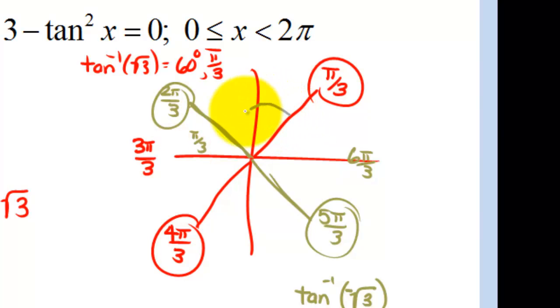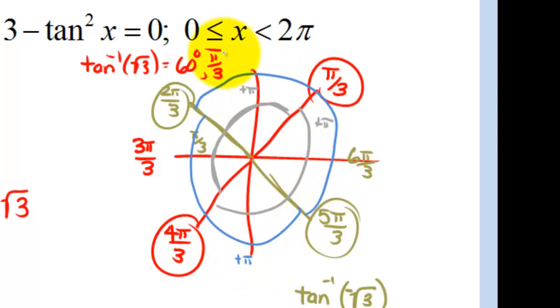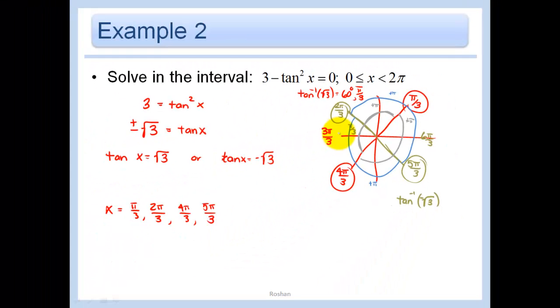Well, let's see. To go from here to here, I went from pi over 3 to 4 pi over 3, so I added pi. And then to go back, I added pi. Okay, that's looking good. What about the green ones? To get from this green one to this green one, I added pi. To get from this green one to this green one, I added pi. So I think I can come up with my solution there. Let me start with the gray. I started at pi over 3.